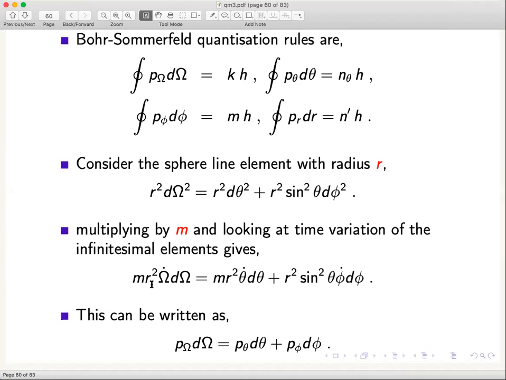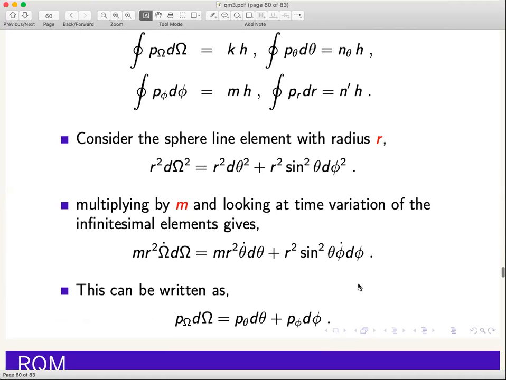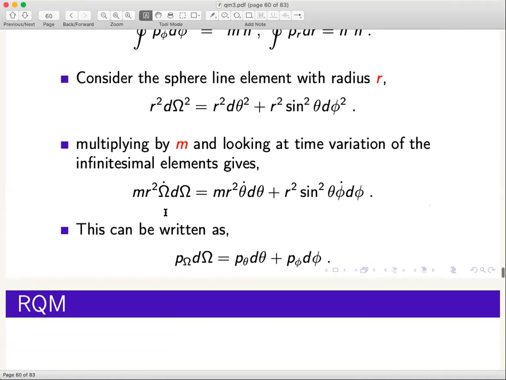Okay, so if you do that, then you get an expression which is m r squared. You get a factor of 2 times omega dot times d omega. Similarly, you get a factor of 2 from each one of them, so forget about the factor of 2. And then you get this expression, which is m r squared omega dot d omega is equal to m r squared theta dot d theta plus, oh, I should have written m here also, m r squared sine squared theta phi dot d phi. And you can easily see from this that these quantities are basically m r squared omega dot is the p omega, this is p theta, and this is p phi with an m here.